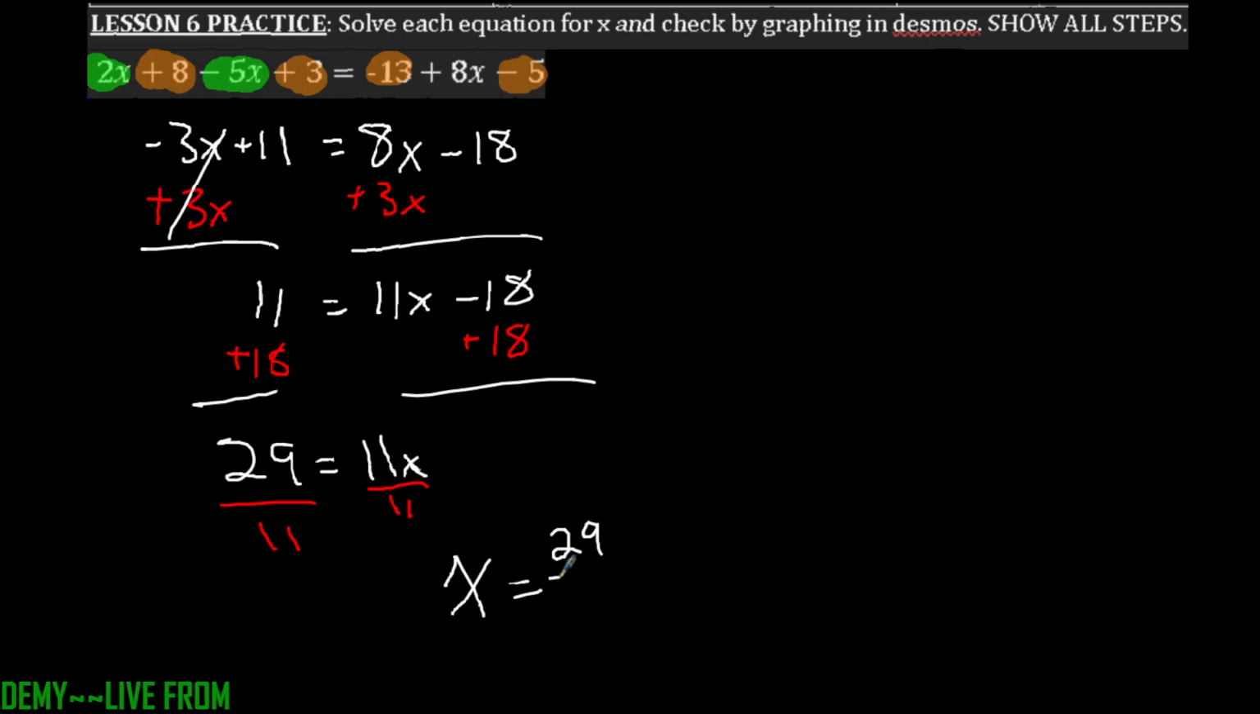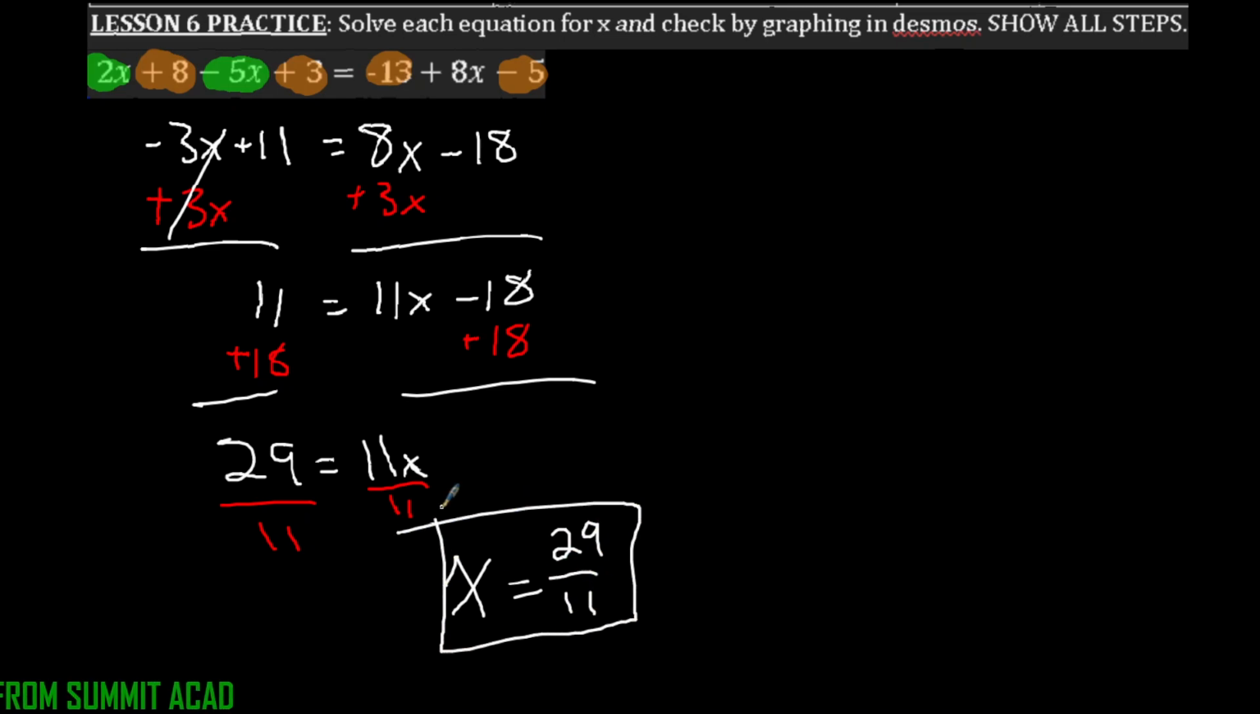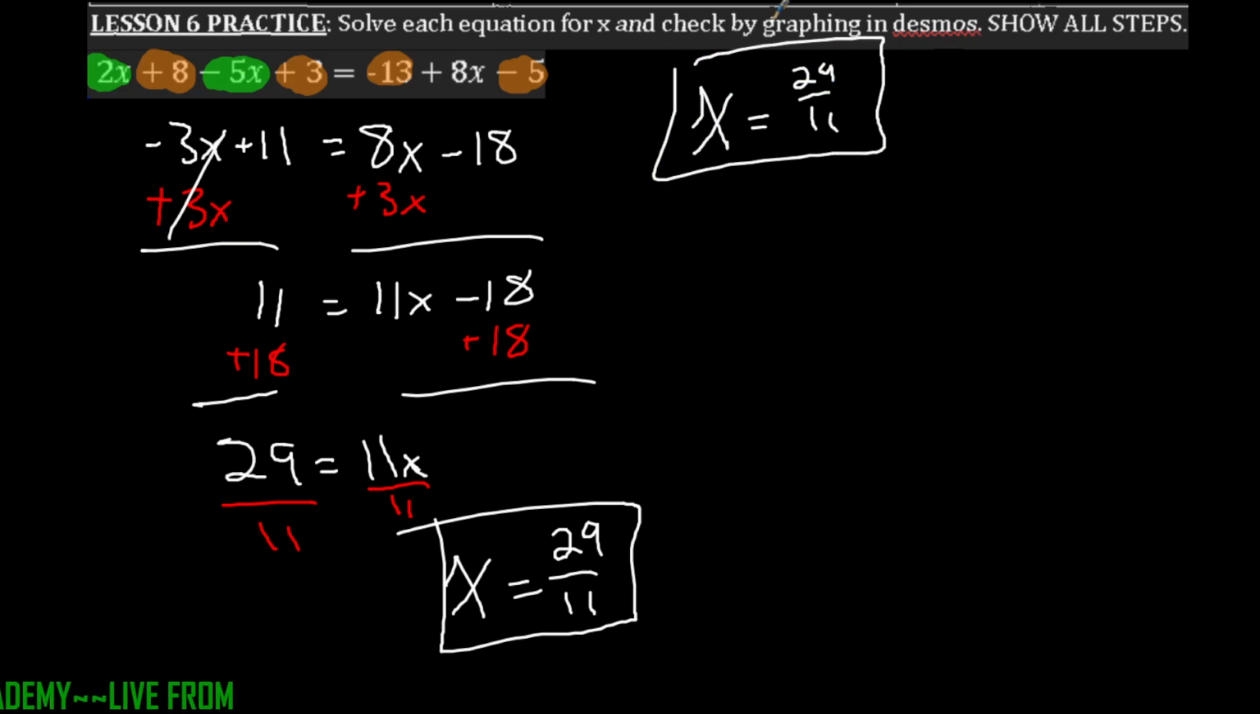I can just leave it as a fraction, that's totally fine. So make sure you can see how you can check by graphing. So what I'm going to do is let me write this up here. I'm saying x equals 29 over 11. Okay, so let me pull up Desmos.